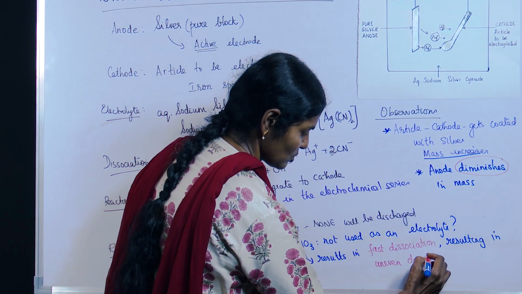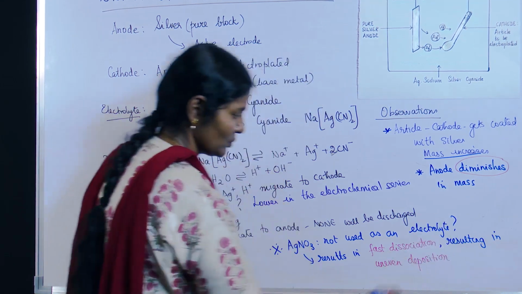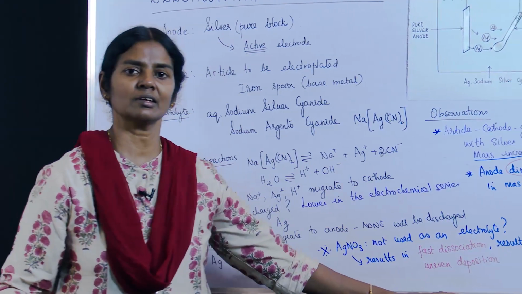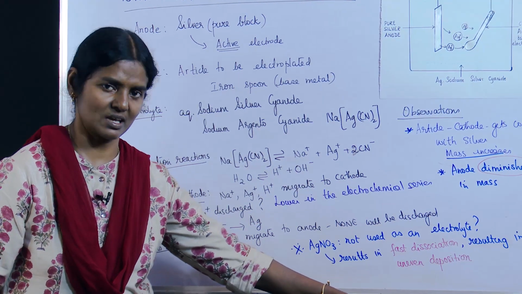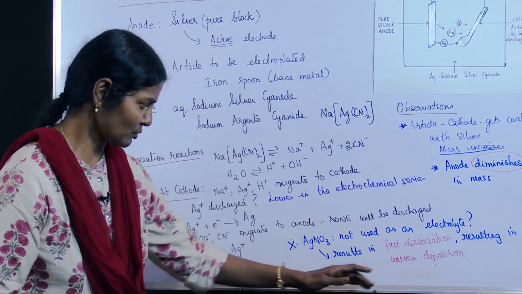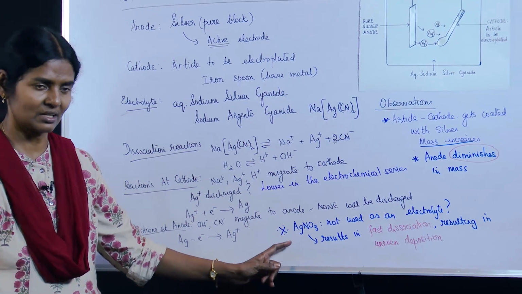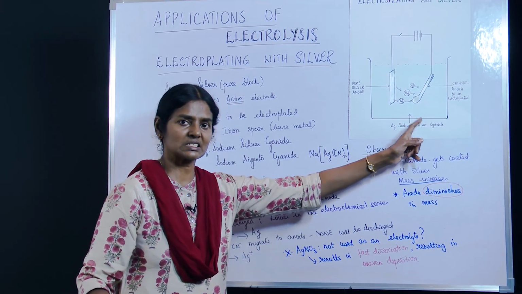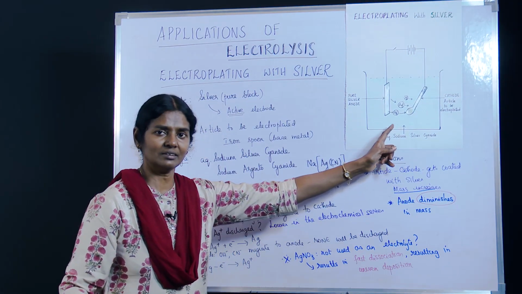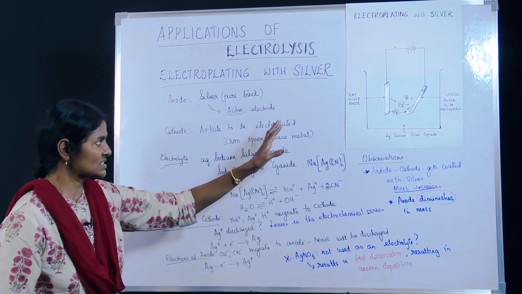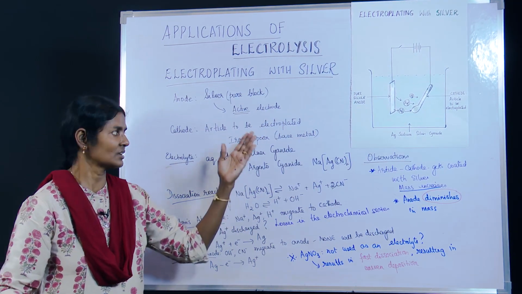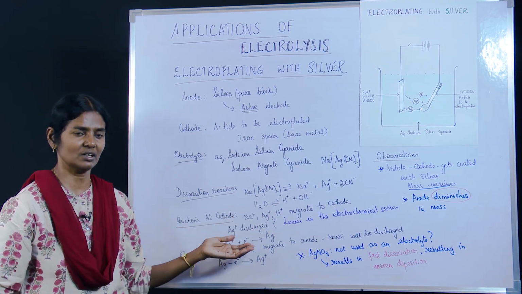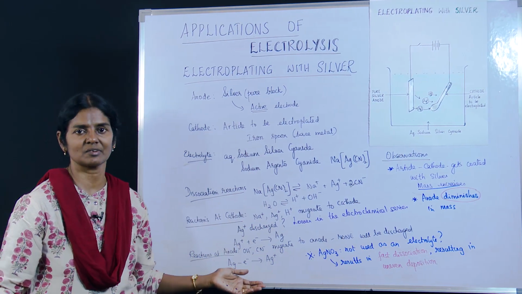After spending so much on this silver, which is a costly metal, we can't afford to have an uneven deposition and it doesn't look nice, okay. So therefore, we do not use silver nitrate, but instead we use aqueous sodium silver cyanide as the electrolyte. So this is the electrolysis that happens, the electroplating that happens with silver. So we can call it silver plating.